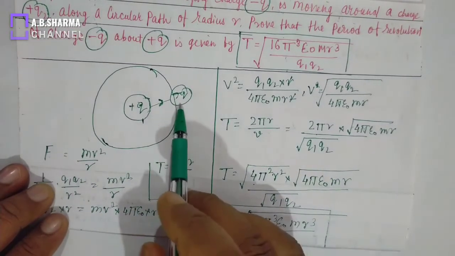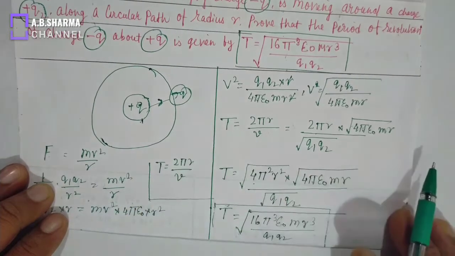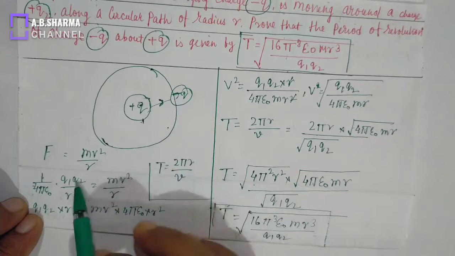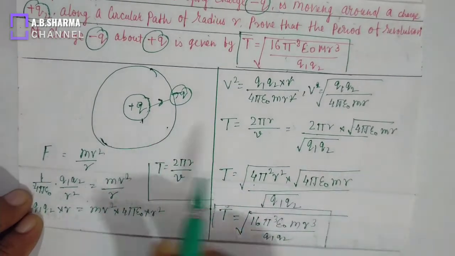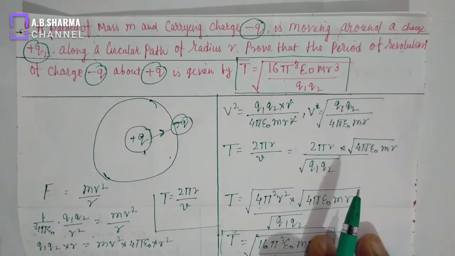When one charge is revolving around another charge, then there must be a centripetal force acting, and this centripetal force is equal to the Coulomb force. Using that concept, we have solved the question. This is a very simple question. Now see the next question.